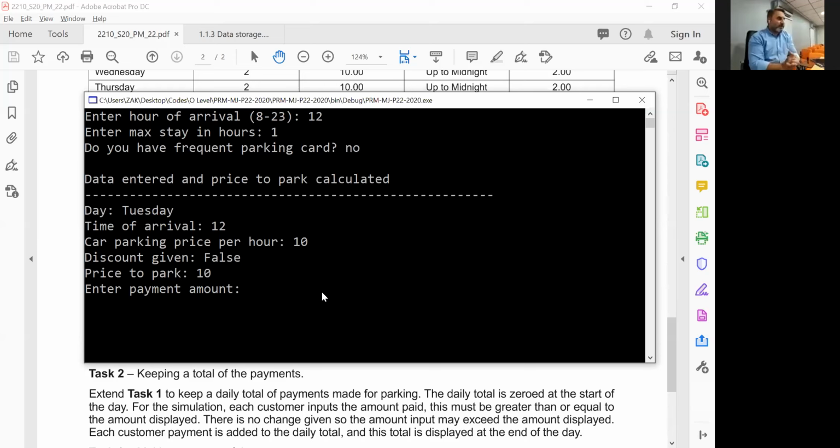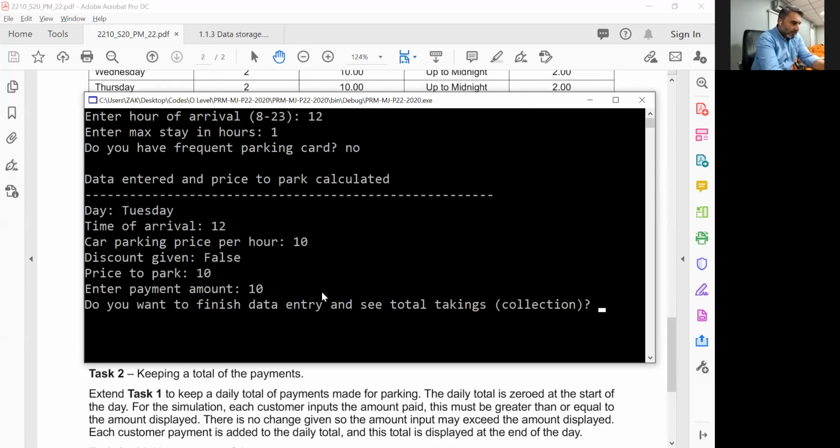No discount given, and they are charged 10. And let's say I have paid 10. And now after 3 entries, I say, okay, I want to wind the day up. So I say, yes. You want to finish data entry and see total takings? Yes. So total takings from the 3 customers are 32. That is how our task 2 will be done.